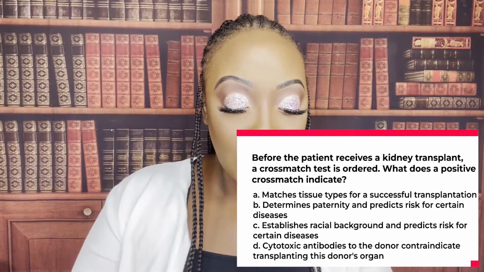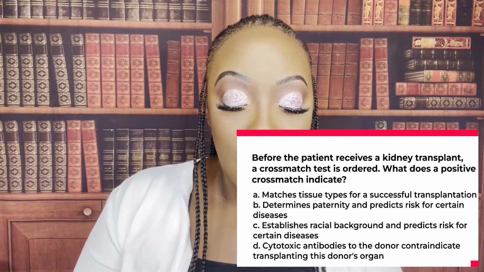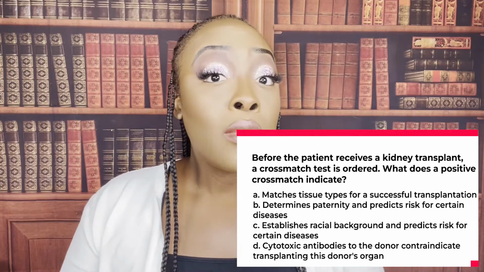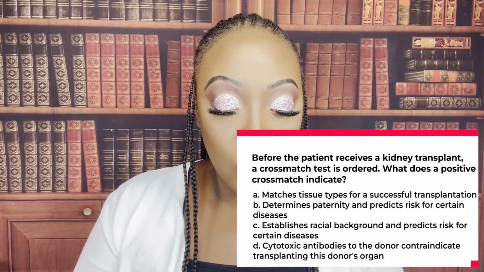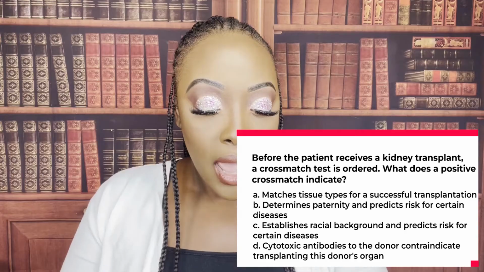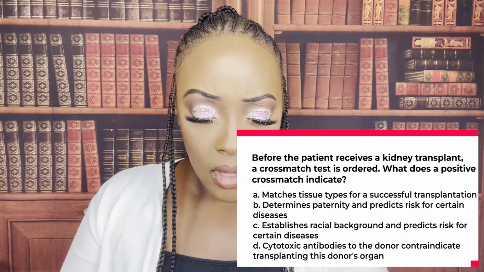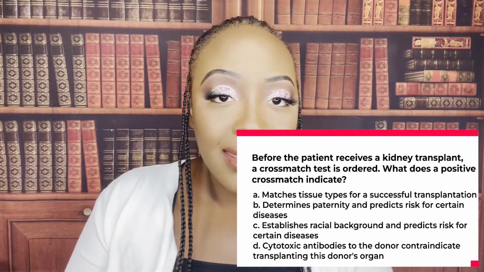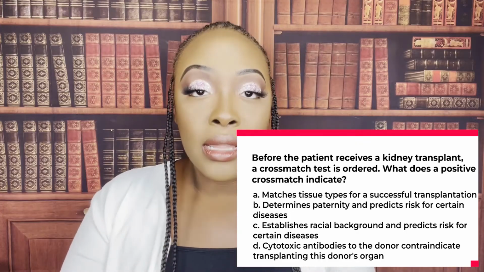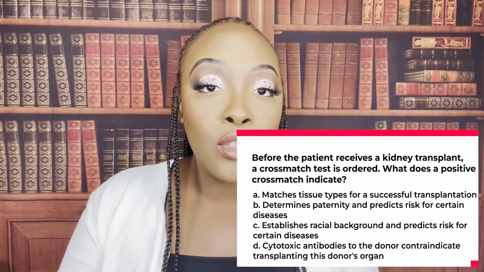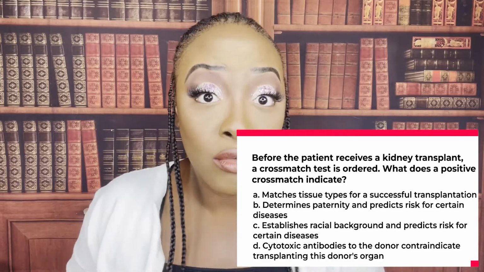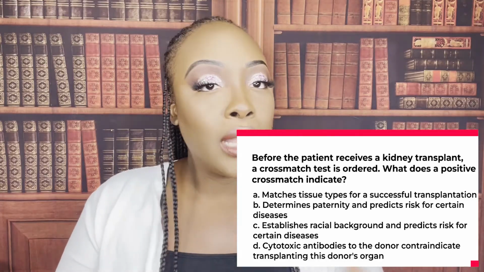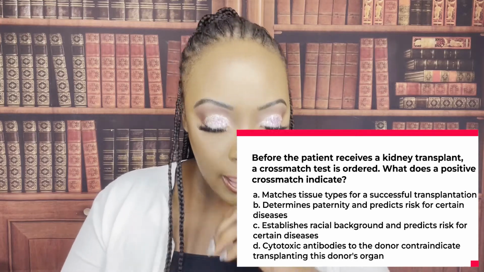Okay, guys, and the correct answer is D, cytotoxic antibodies to the donor contraindicate transplanting this donor's organ. Go back to the question, and it says a positive cross match. That's not good. That's bad. That means that we should not do this transplant. The body is going to reject that transplant. We may have a very bad reaction. Absolutely not. Now let's look at the wrong answer choices, right?